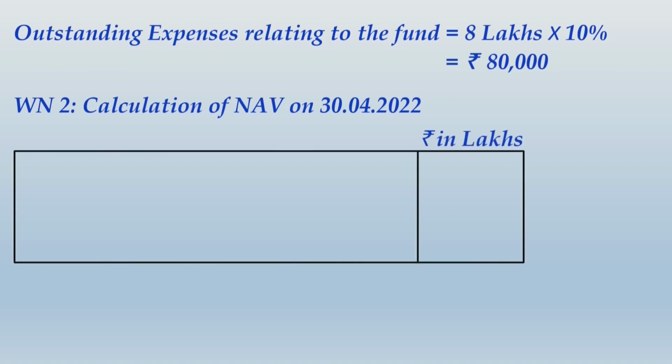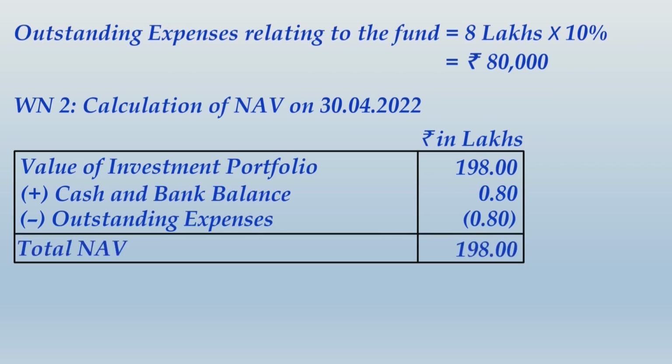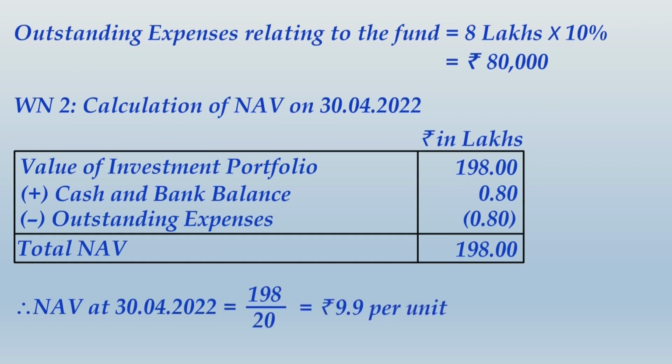How will you make this calculation? You first take the value of your investment portfolio, that is 198 lakhs. To this you add your cash and bank balance, that is 0.8 lakhs, and subtract the outstanding expenses, which is also 0.8 lakhs, and what you get is the net asset value in terms of the total value, that is 198 lakhs, and the per unit NAV can be determined by dividing this total NAV by the number of units, and that comes to rupees 9.9 per unit. So please write up this working as well and then I take you ahead.